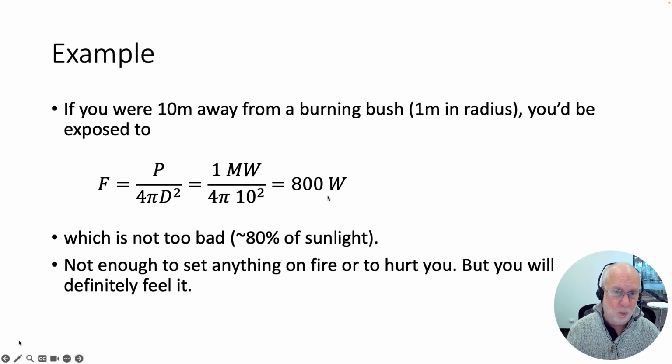So if you're 10 metres away from a burning bush, 800 watts, what does that mean? Well, we know that sunlight on a sunny day is about 1,000 watts, so it's a bit less than sunlight on a sunny day. So it's definitely something you can survive, but you'll definitely notice it, especially if it's sunny at the same time. It's not enough to set anything on fire. The sun doesn't normally set bits of wood on fire when they're laid out in it, and this is less than that, but you'll definitely feel it.